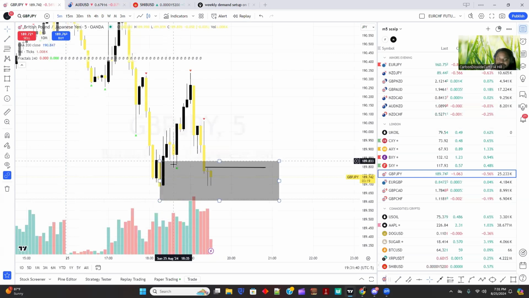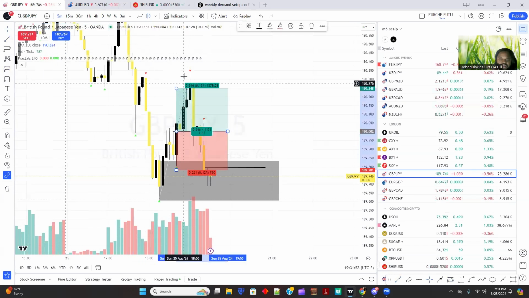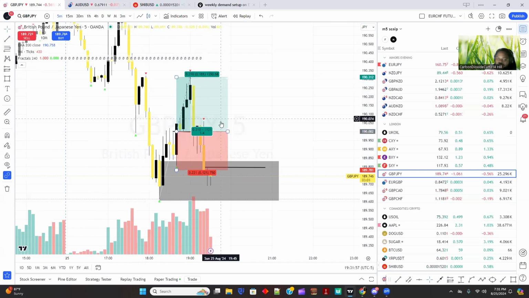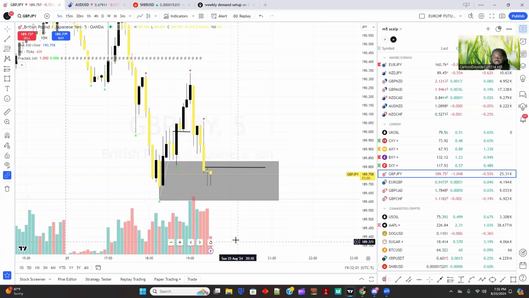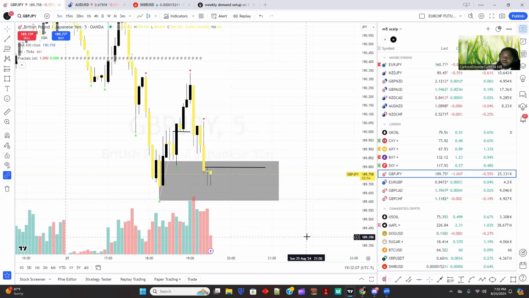See, it tapped, made a fractal, broke this candle right here, and then you long it with stops below this candle, taking out the other high. But it would have been a 1.4. We ain't trying to do that. We want 1 or 2s, something like that. We want the RR to be in our favor.